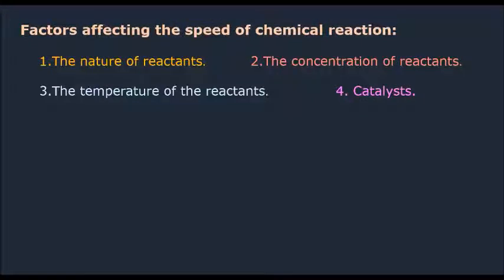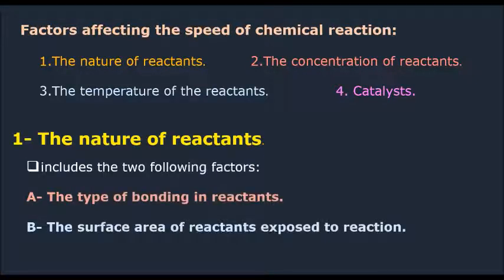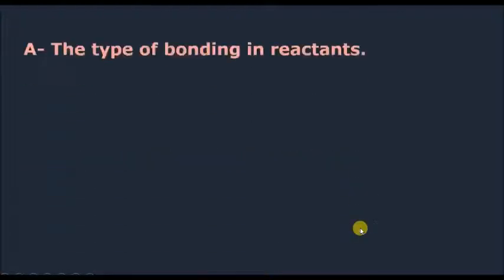What are the factors affecting the speed of chemical reaction? We have 4 factors: nature of reactants, concentration of reactants, temperature of reactants, and catalysts. Firstly, we'll talk about the nature of reactants. The nature of reactants includes 2 factors. Number 1, type of bonding in reactants. Number 2, the surface area of the reactants exposed to the reaction. Firstly, we will talk about the type of bonding.